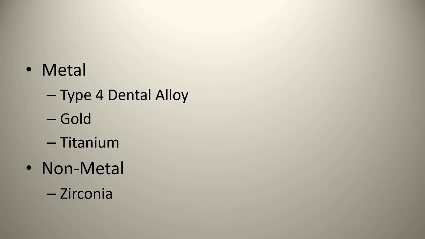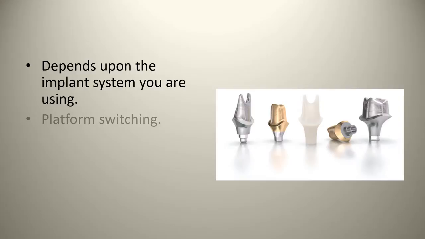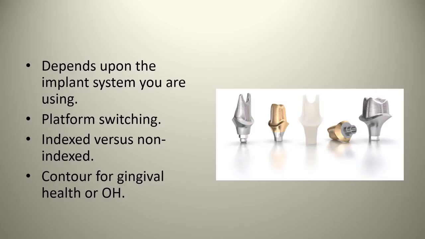So in terms of clinical pearls, we'll move next to abutment design. In terms of abutment design, it really depends upon the implant system which you are using. So we talked in lecture one about things like platform switching. We talk about index versus non-indexed abutments, different types of contour for gingival health or oral hygiene. I'm going to basically leave this once again as one of those things for you to design with your lab and in conjunction with the sort of outcome that you're seeking for the patient, sort of marrying all this information up with the initial lectures, lecture one, lecture two, where we talked about different implant systems and treatment planning from an aesthetic perspective.